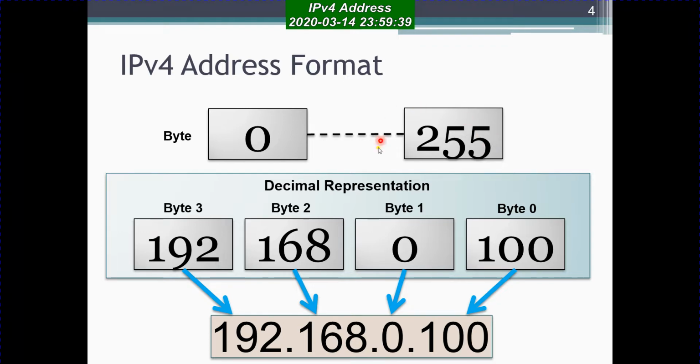So here we talk about the IPv4 address format. It's 4 bytes. IPv4 address is made of 4 bytes: byte 0, byte 1, byte 2, byte 3. And we have to know that the value in each byte is represented in the decimal system, and these 4 bytes are written using the dotted quad decimal notation, where bytes are separated with a dot.